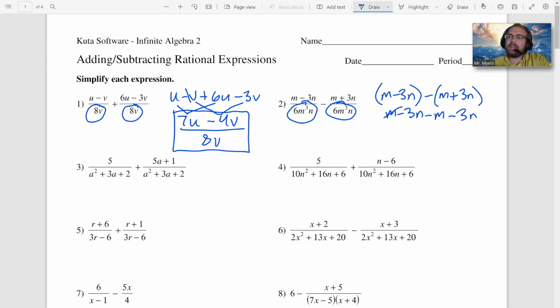Okay, so the m's cancel, but negative 3n minus 3n is negative 6n over 6m cubed n. And that actually simplifies a little bit too. Now that I've canceled out an entire term, and then I was able to combine what's left over, I just have a monomial on the top, and another monomial on the bottom. So I can keep going. 6's cancel, and the n's cancel. Now there is a negative left over, and since there's no visible number, we have to put a 1 here. So negative 1 over m cubed. And there we go. So that's the answer to number 2.